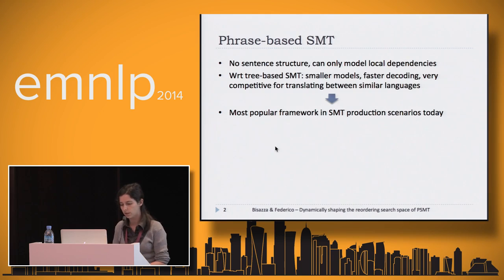So why phrase-based SMT? As we all know, phrase-based SMT does not assume a structural representation of the sentence, and because of that, it can only model local dependencies between words. However, there are important advantages compared to tree-based models. Namely, we typically have smaller translation models, faster decoding, and this approach also remains very competitive for translating between similar language pairs. So for all these reasons, phrase-based SMT appears as the most popular framework, at least in SMT production scenarios today.